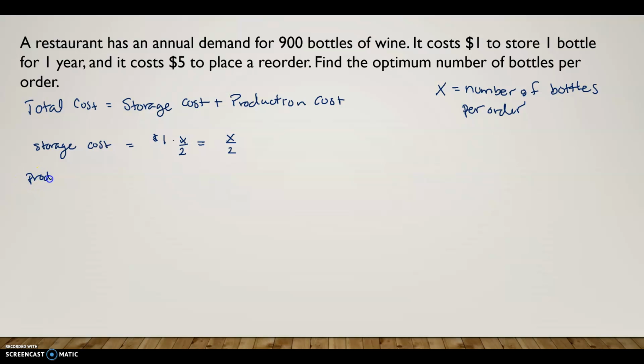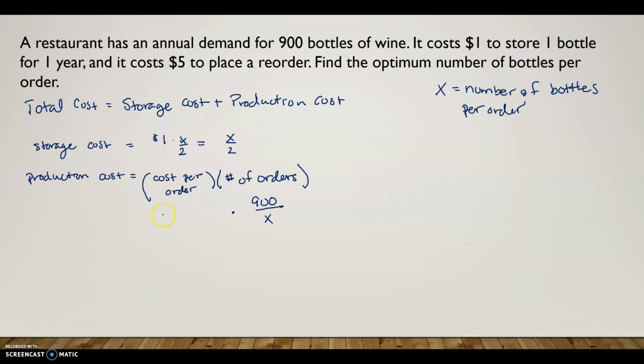Next up, we have our production costs. Okay. And production costs has two pieces to it. You have the cost per order or per batch, so we have cost per order times the number of orders. Okay, so we have two pieces to a production cost. And now the number of orders we can write kind of nicely. So if we need 900 bottles of wine for a year, and we have X in each order, then our number of orders would just be 900 over X.